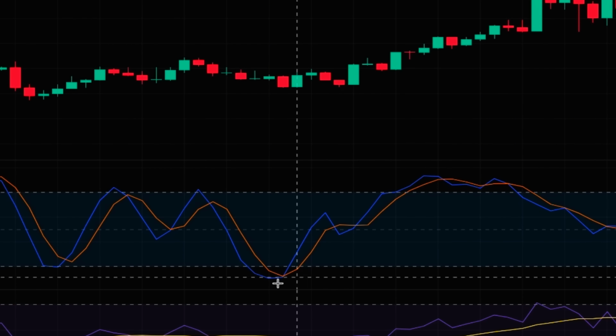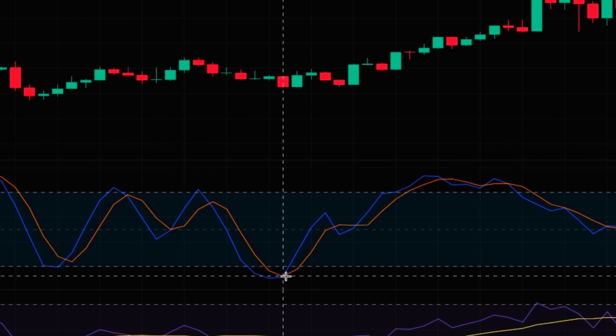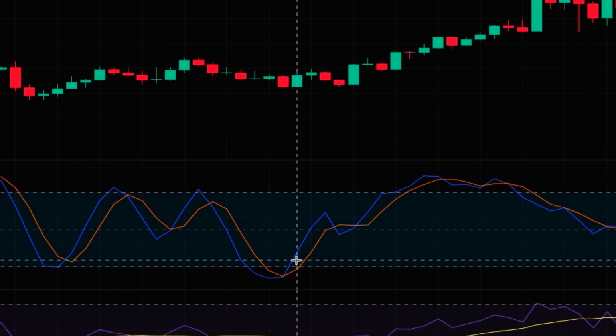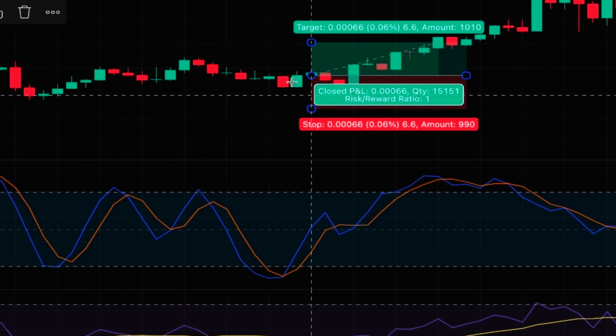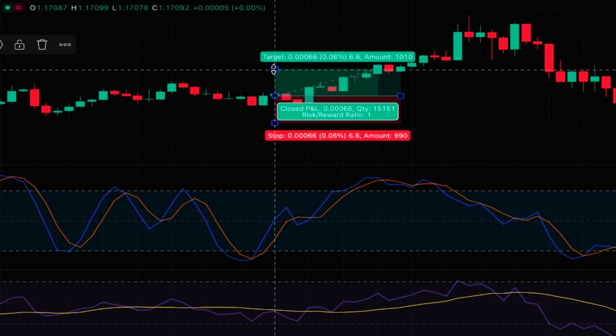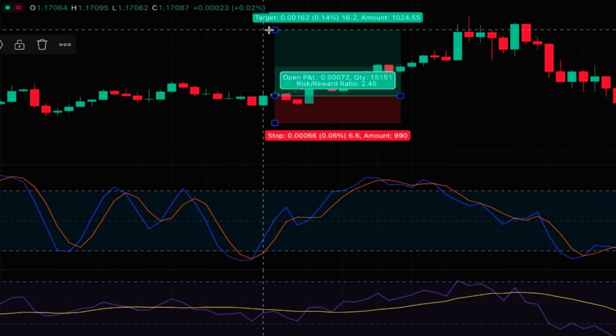In the next step, we wait for the K% line to close above the D% line and also close above 20. You can see that it happened here at this point. So here the buy signal is confirmed, and in practice we could enter a long position at this point with the stop loss below the pullback and profit target at 1.5 risk to reward ratio.